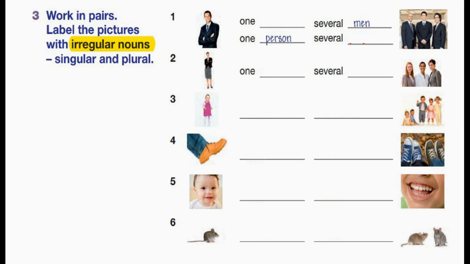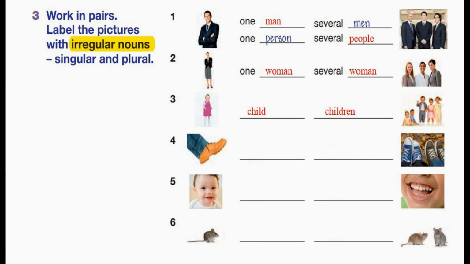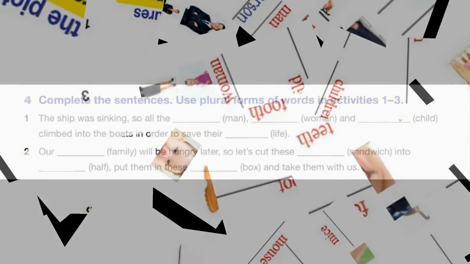Work in pairs. Label the pictures with irregular nouns, singular and plural. One. One man. Several men. One person. Several people. Two. One woman. Several women. Three. One child. Several children. Four. One foot. Several feet. Five. One tooth. Several teeth. Six. One mouse. Several mice.